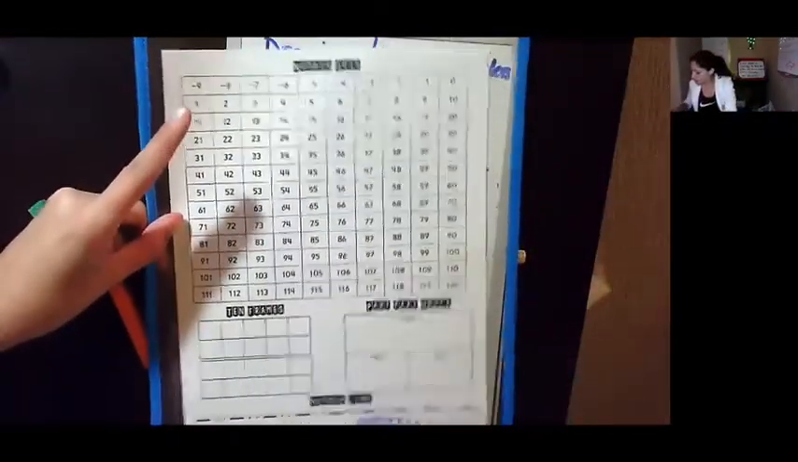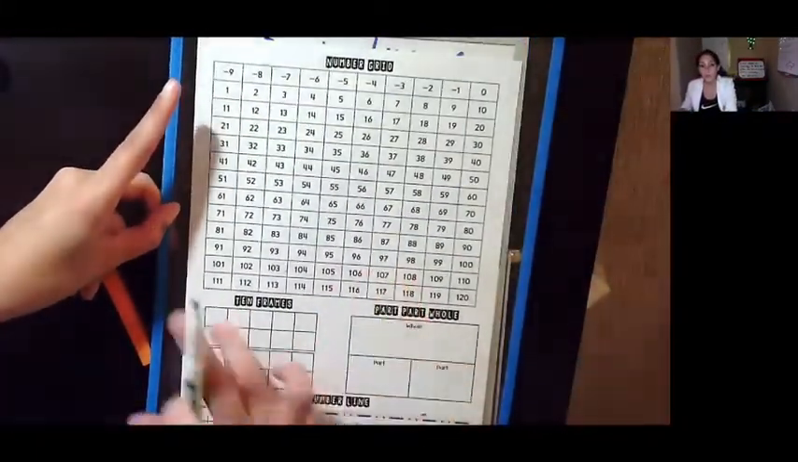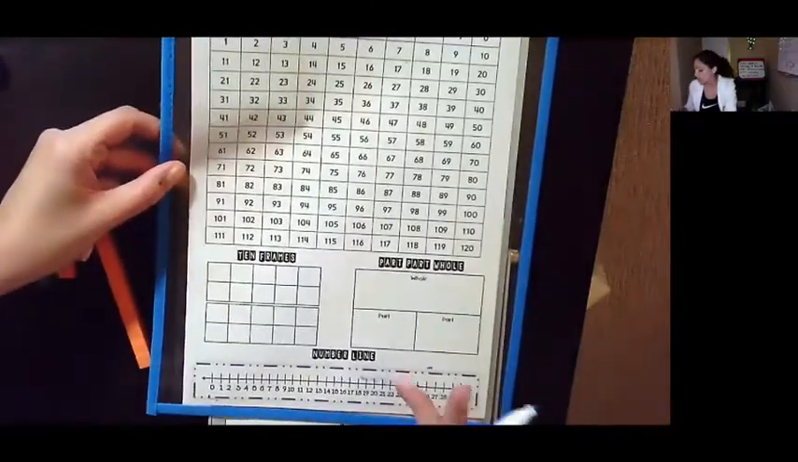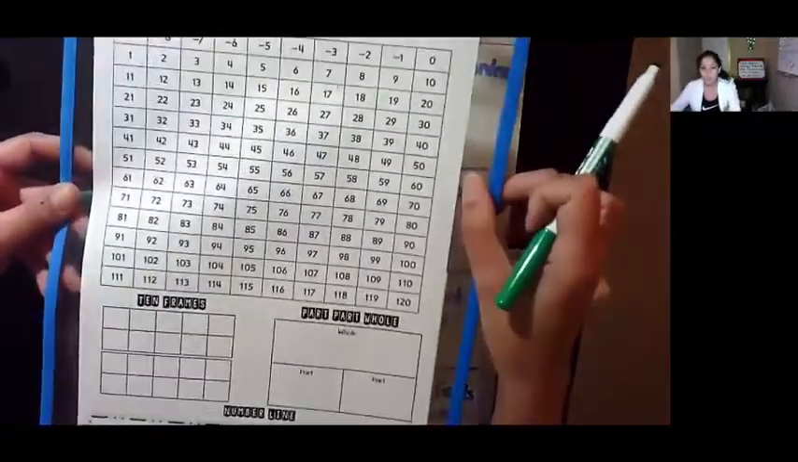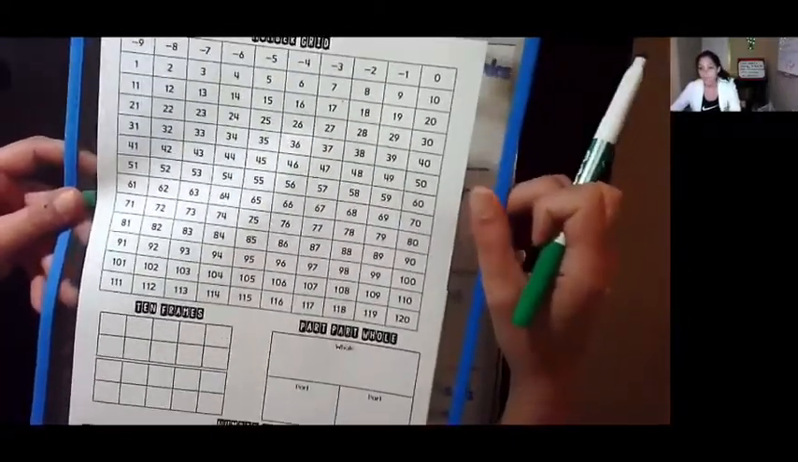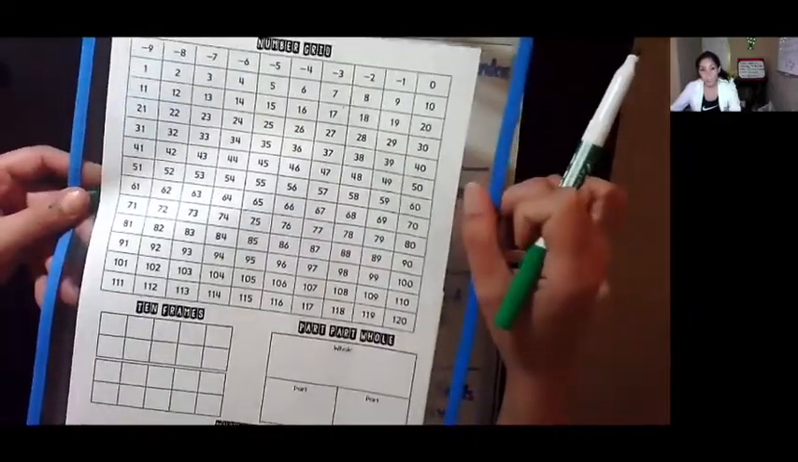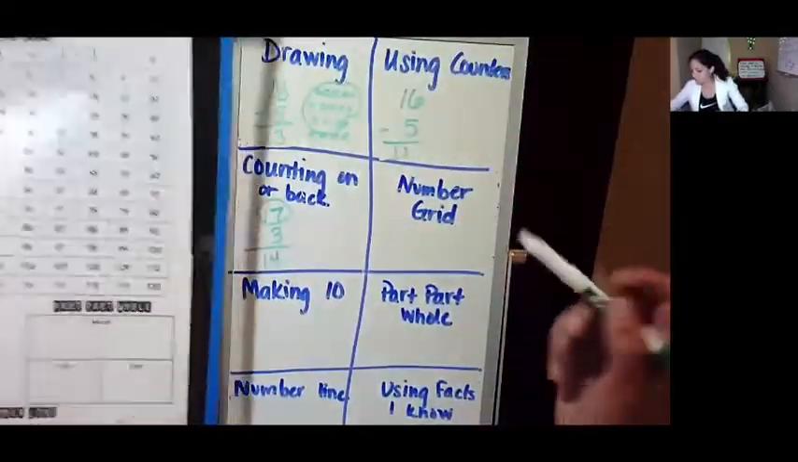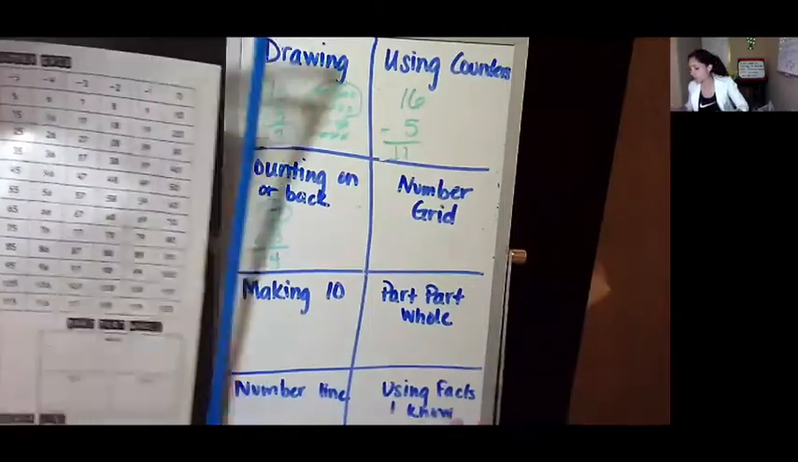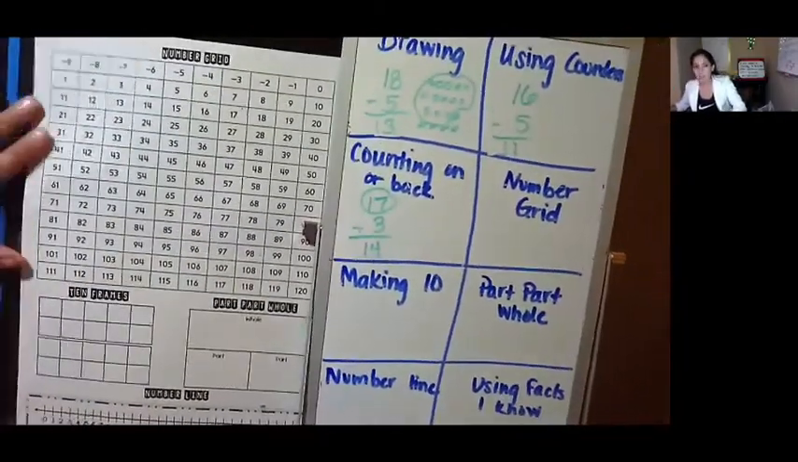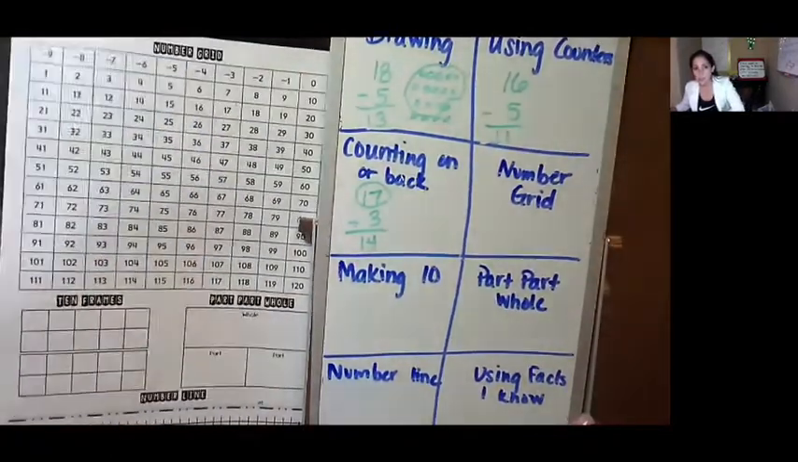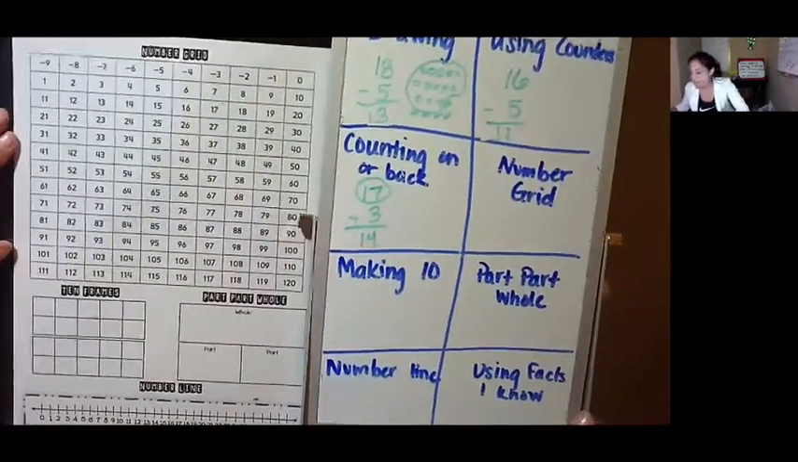I made this for you guys so that you can be using the number grid, 10 frames, part, whole, and a number line also at home. If you put it in a plastic sleeve, you can use a dry erase marker just like I do. It can be like a page protector, it can be a laminated sheet, but that way you can use it over and over again. So a number grid is a great strategy because we can easily see the numbers on the number grid and we can follow the patterns that we know.